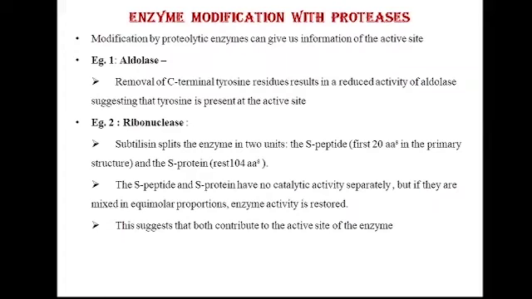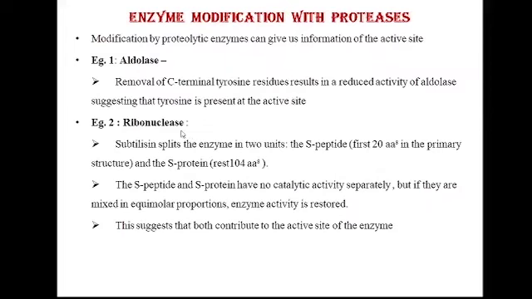To exemplify it, we first select the example of aldolase. When aldolase was treated with proteases, which removed the amino acids from the C-terminal residues, the loss of tyrosine from the C-terminal of that particular enzyme reduced the activity of aldolase. And this definitely suggested that tyrosine is present at the active site of the enzyme.